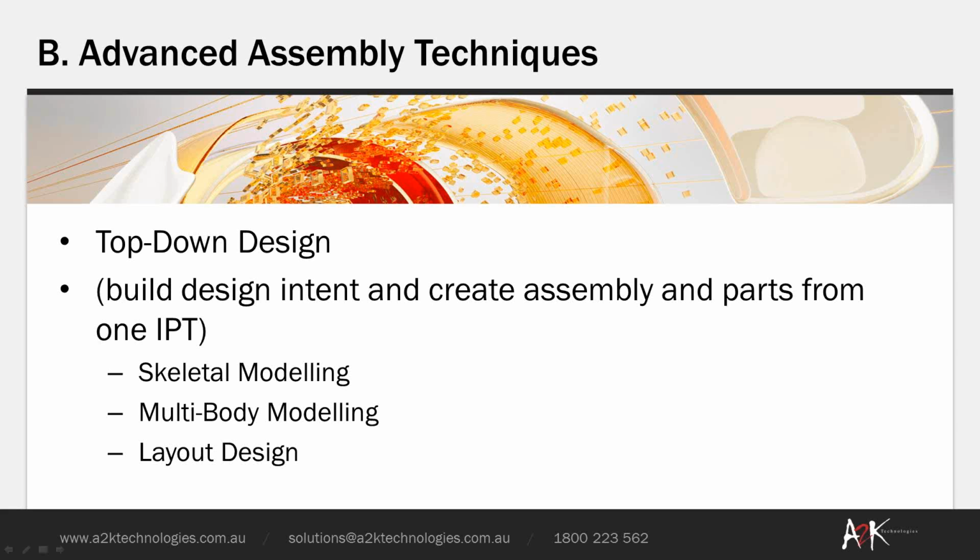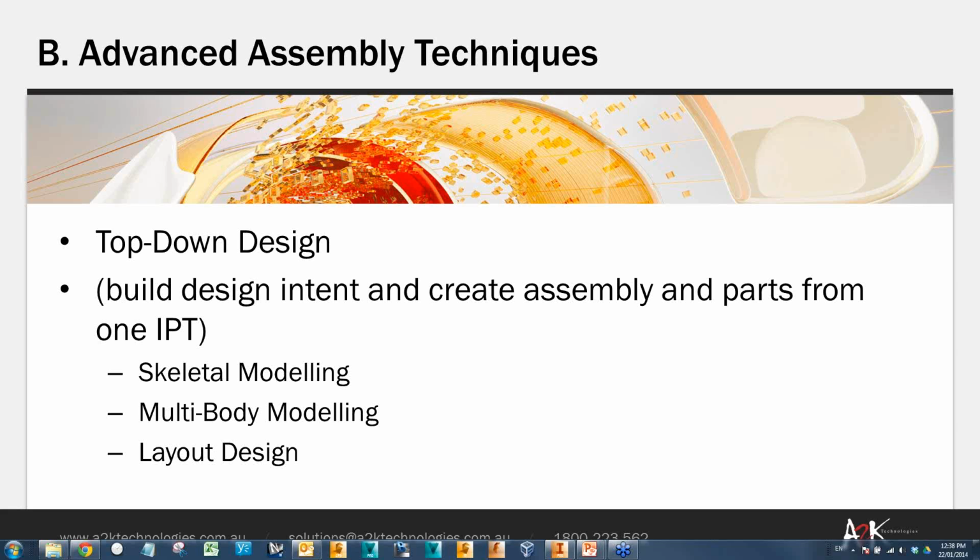You can also use multi-body modeling, which creates multiple bodies inside a single part, and then we derive an assembly from that. Or you can use layout design. So there's three top-down design techniques that are commonly used. Layout design is for designing mechanisms. It's where you want to get the kinematics or the dynamics of a mechanism correct, or the dimensions, at the sketch level. So you can design a big assembly, design how it's going to work at the sketch level, and then create an assembly from it.